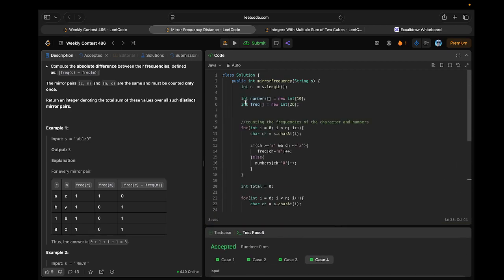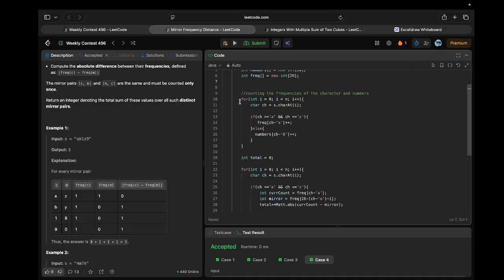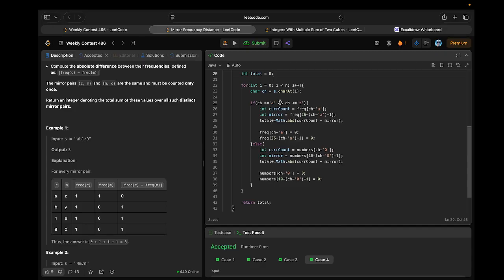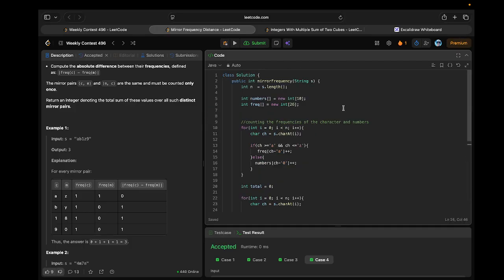And let's see how I approached it. I created two arrays as mentioned in this explanation, and I'm counting the frequency of each character and number. After that, I take a total variable to store the result. If it's a character, I take the frequency of the current character and its mirror character and store it. I do this because, as I told you, if we already considered A and Z, then we don't need to consider Z and A. Similarly for the numbers as well. After that, I simply return my result.